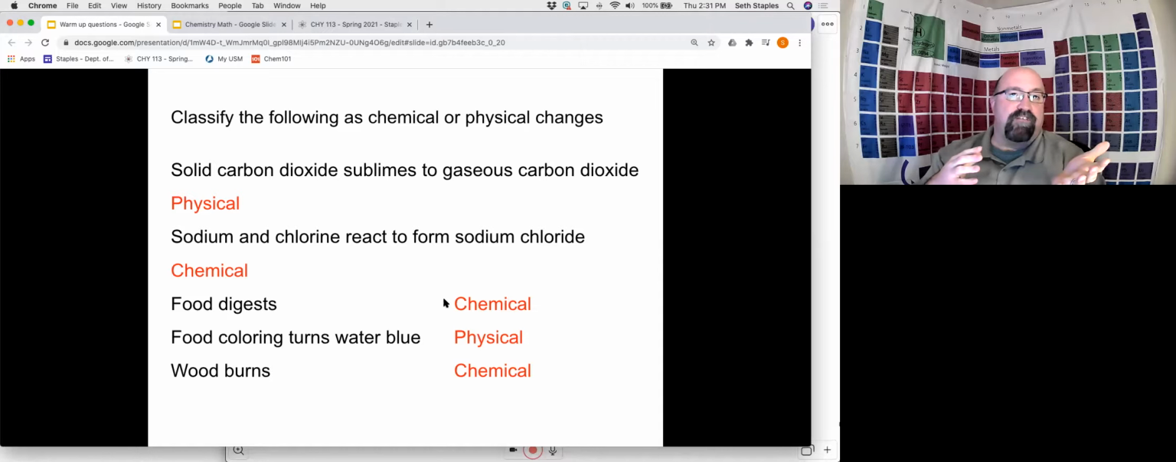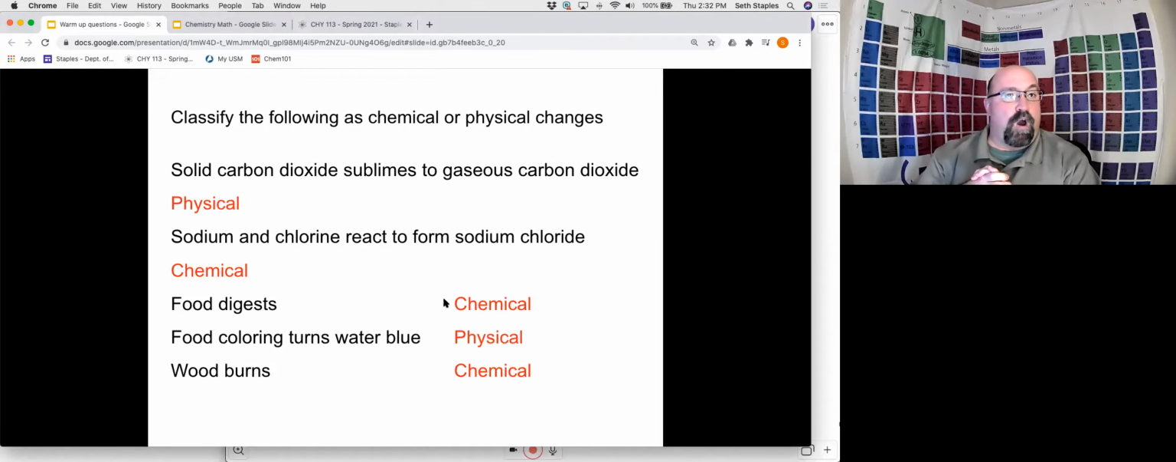Same with food digestion. The whole point of food digestion is that the enzymes and bacteria in our digestive system break food down into different molecules, and that's definitely a chemical process.